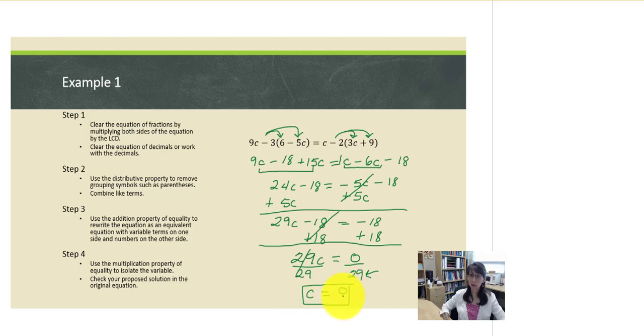We could substitute 0 back into the equation to check the answer and see if it really works. So I'll do a little check. 9 times 0 minus 3 times the quantity of 6 minus 5 times 0. Does that really equal 0 minus 2 times 3 times 0 plus 9? So 9 times 0 is eliminated. 5 times 0 is also 0, so we're going to have 6 take away nothing inside of those parentheses.